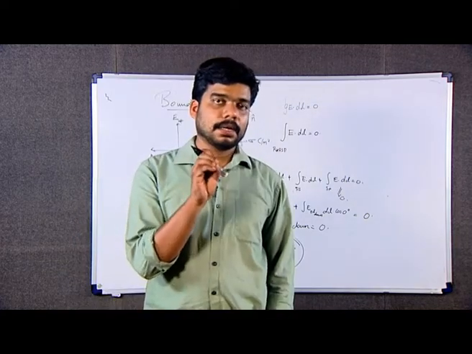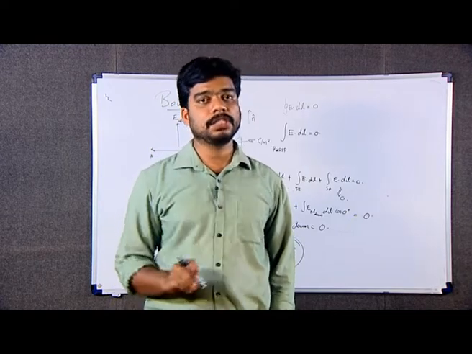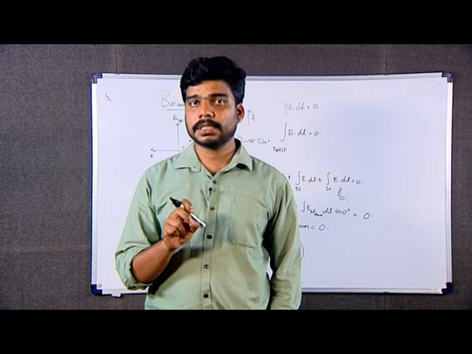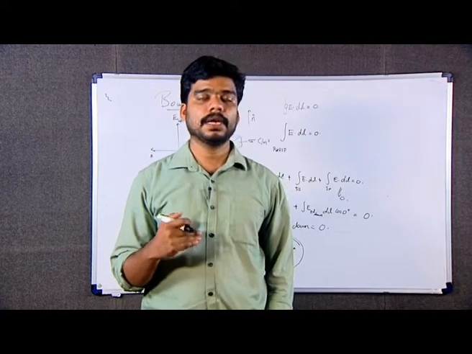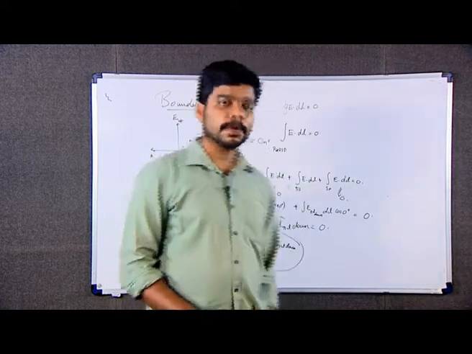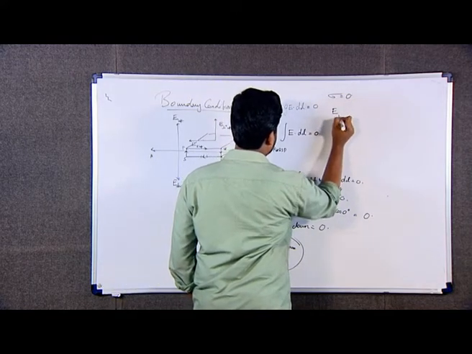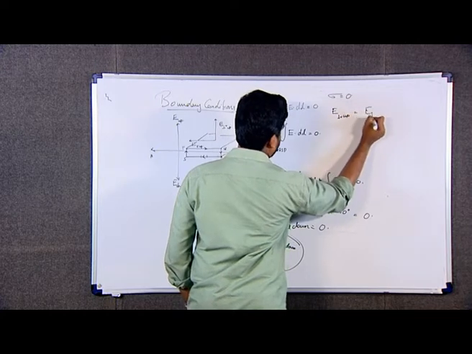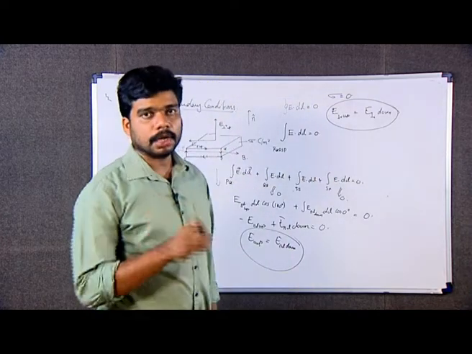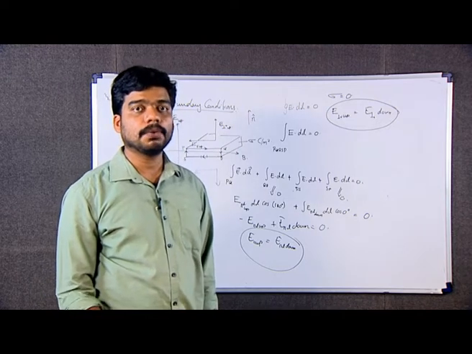Parallel components are continuous at the boundary, and E perpendicular components are discontinuous at the boundary if there is a surface charge density. What about if the surface does not contain any charge density? If sigma is equal to 0, what about the perpendicular component? If sigma is equal to 0, then E perpendicular up is equal to E perpendicular down. If the surface is free of charge, then the perpendicular component also is continuous at the boundary.